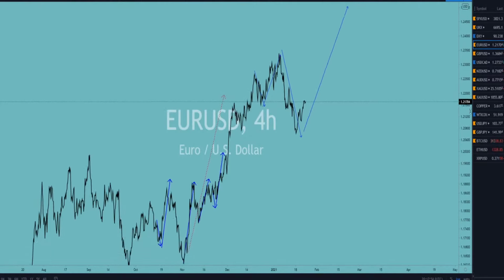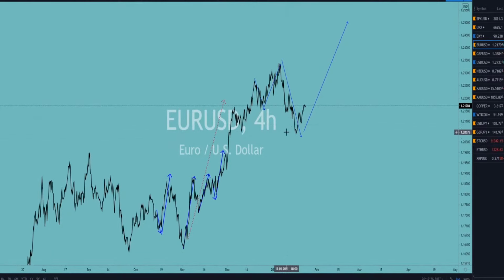Euro, we were expecting this and we're looking for a correction, a running correction to the upside. At least a retest of this area, if not break it. So on any buy setup, do take it.